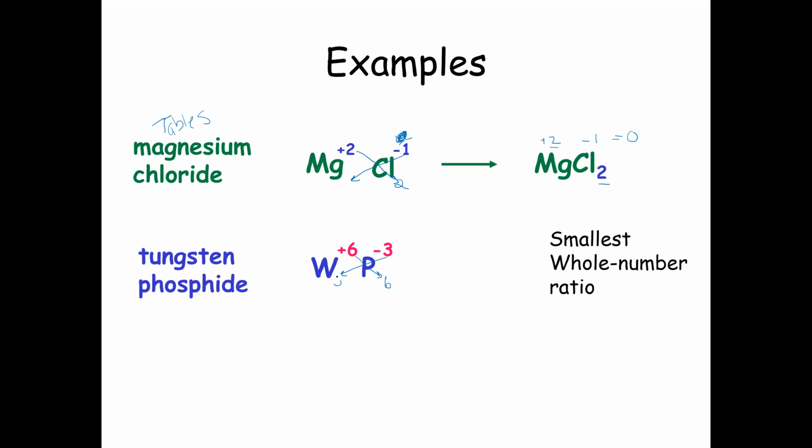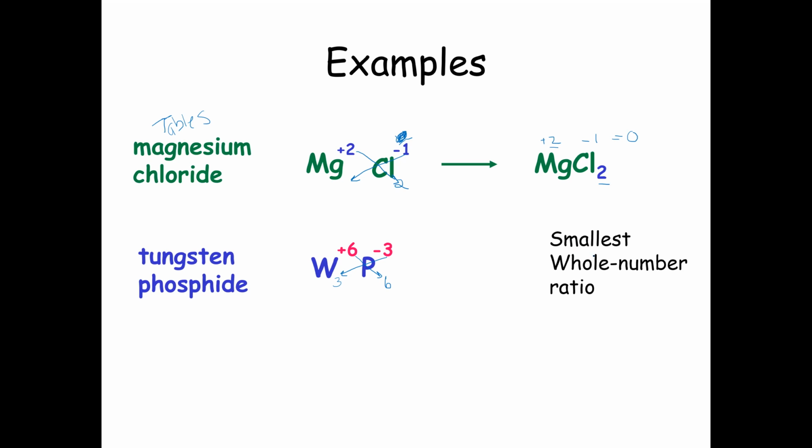Oops, sorry about that. My writing tablet is a little bit sensitive today. Okay, so I have a 3 and a 6. So the common multiple between 3 and 6, right? If I multiply this -3 times 2, that's going to be a +6. So I really need 2 phosphoruses to balance out that 1 tungsten.